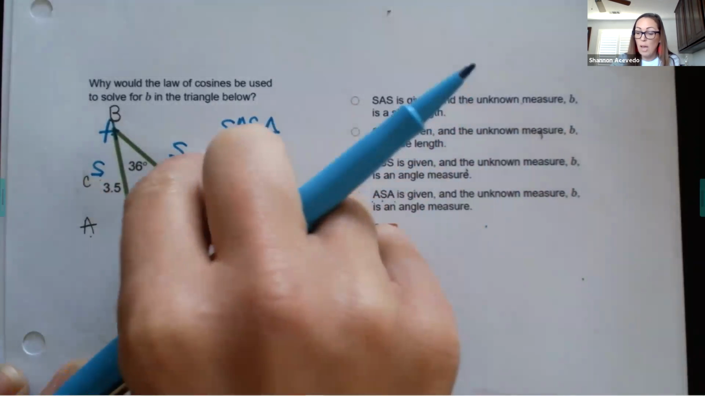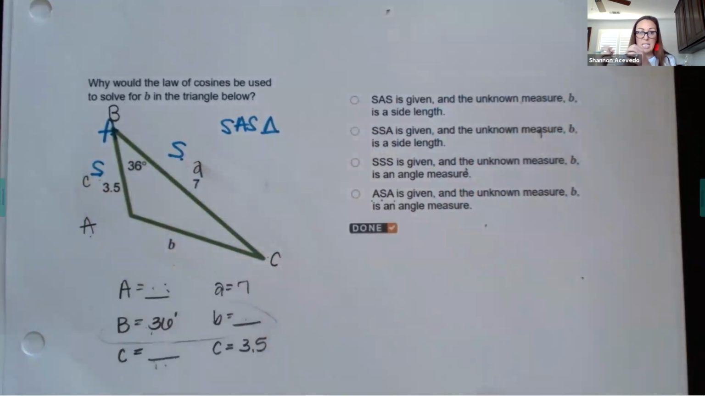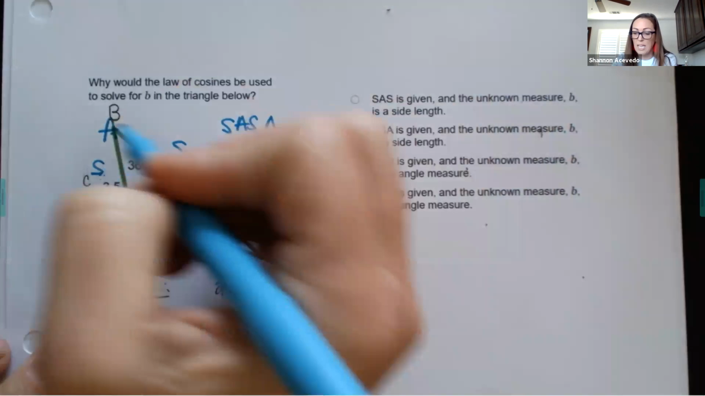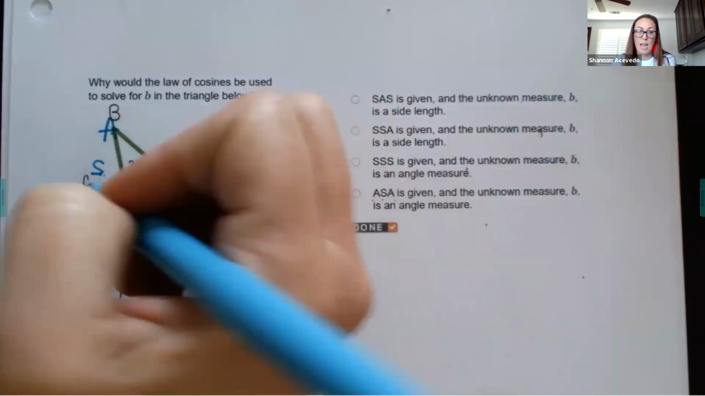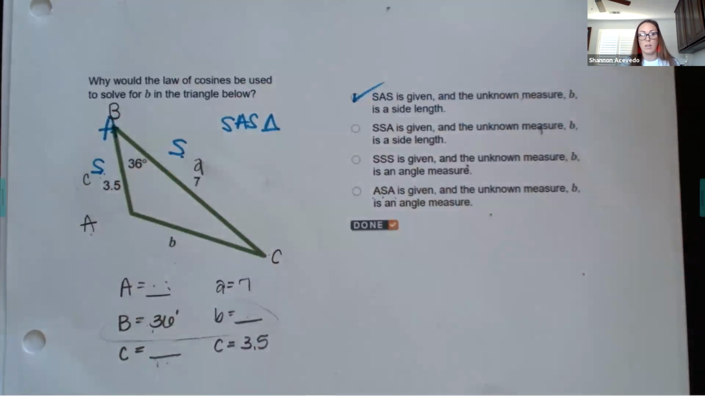I can go S and I could skip this angle to the side, but I can't skip an angle and a side together. Otherwise you're going the wrong direction. So again, this would read as an SAS, or of course you could read it SAS this way. Doesn't matter. So this is the correct answer.